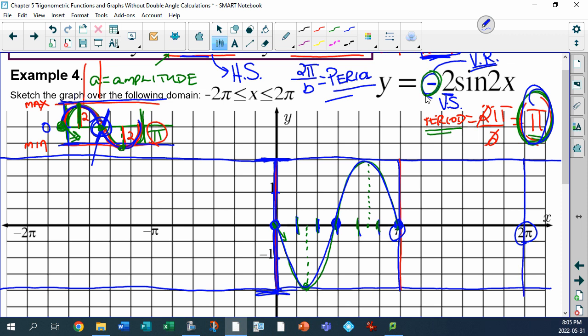Count just to make sure. 1, 2, 3, 4, 5, 6, just like the last one. Where's the middle? 1, 2, 3. So that means it's going to cross here. So I'm going to start here, cross here, and end here. Because it's negative, it tells you that you've got to go down first.